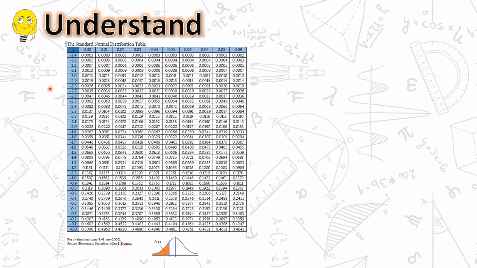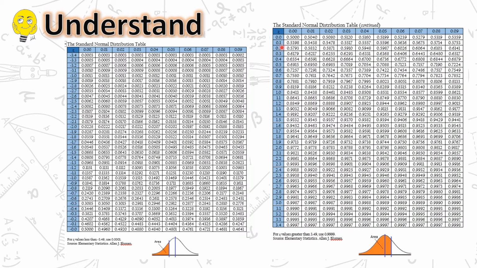In this video lesson, we're going to use that standard normal distribution table with two parts, the one for the negative values of z and the other for the positive values of z. The standard normal distribution table gives the area under the normal curve to the left of any z value given in two decimal places.